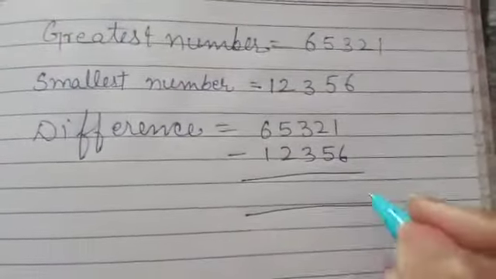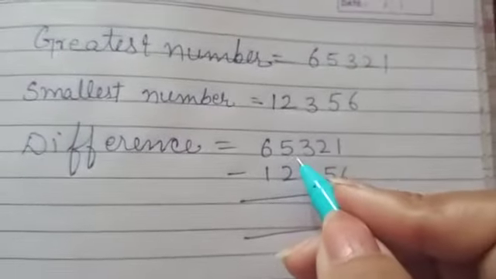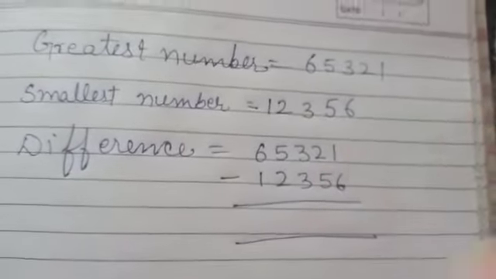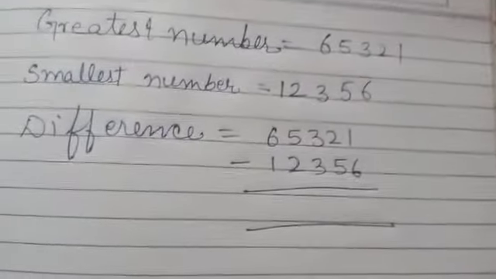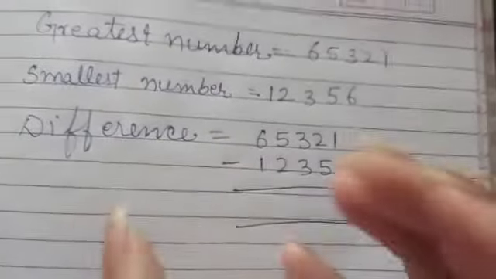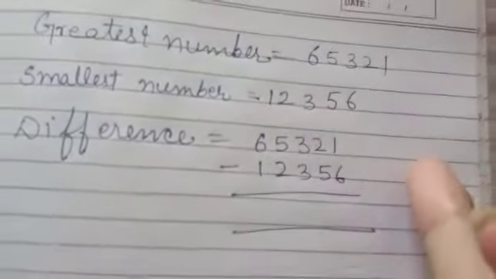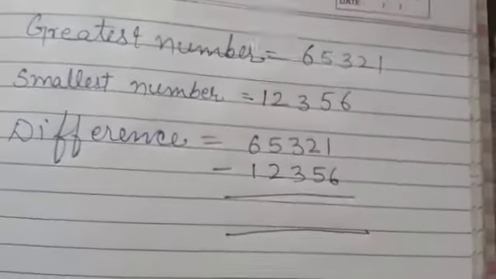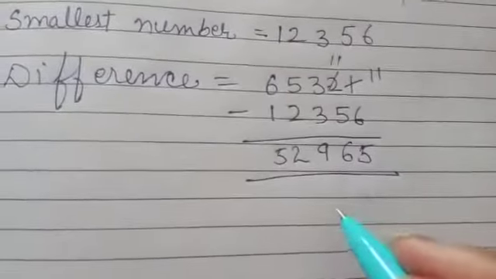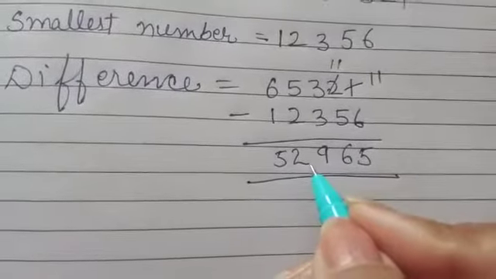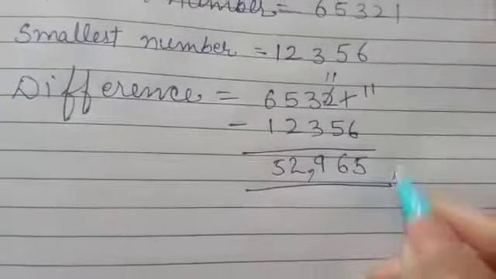so now we will subtract it by borrowing, not borrowing in that sense beta. We will borrow a number, we will take one number from here to there. Borrowing is not in that sense. So after subtracting you will get 52,965. That is your required answer.